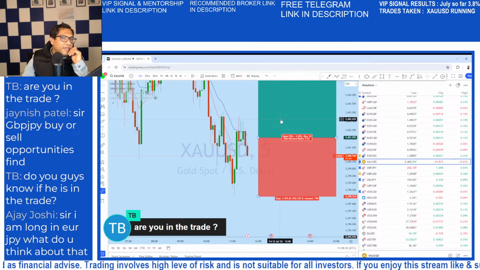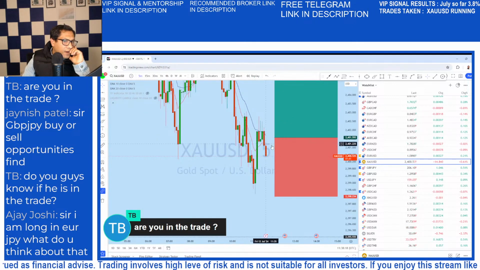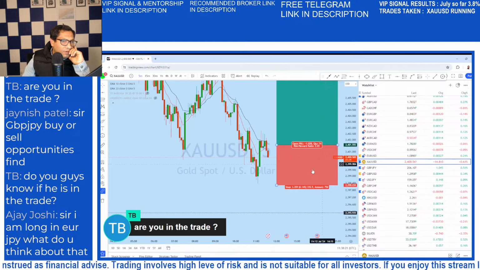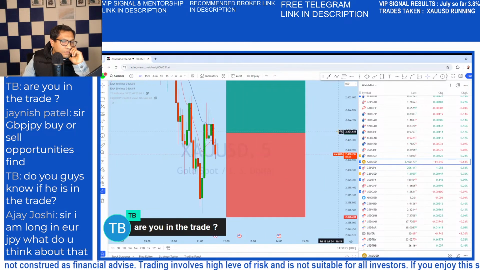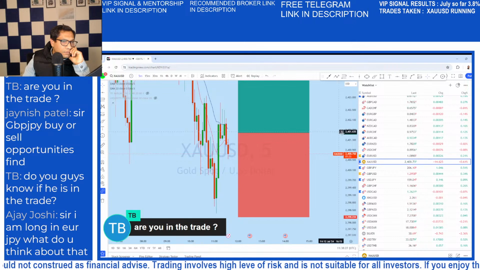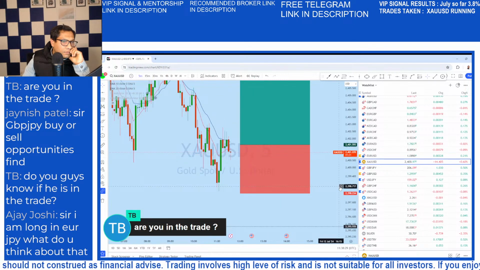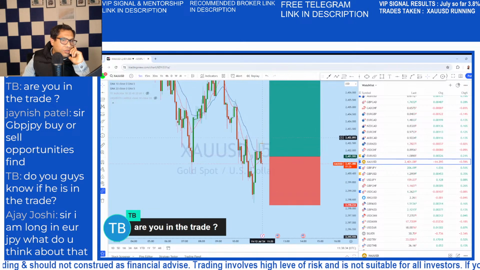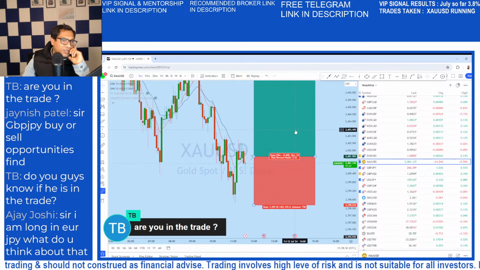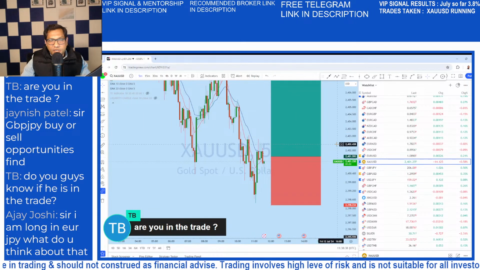So here we can see gold is slowly coming back down to the support level. Okay, so if gold managed to bounce, we might see the price just heading to the upside. That's what I'm expecting.